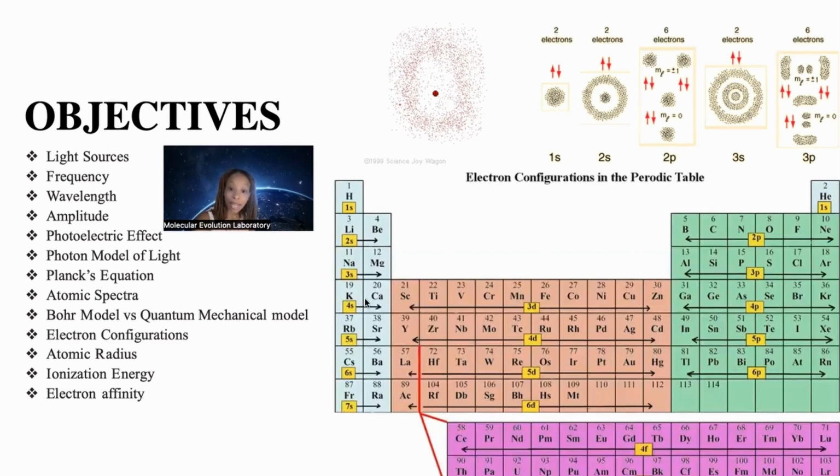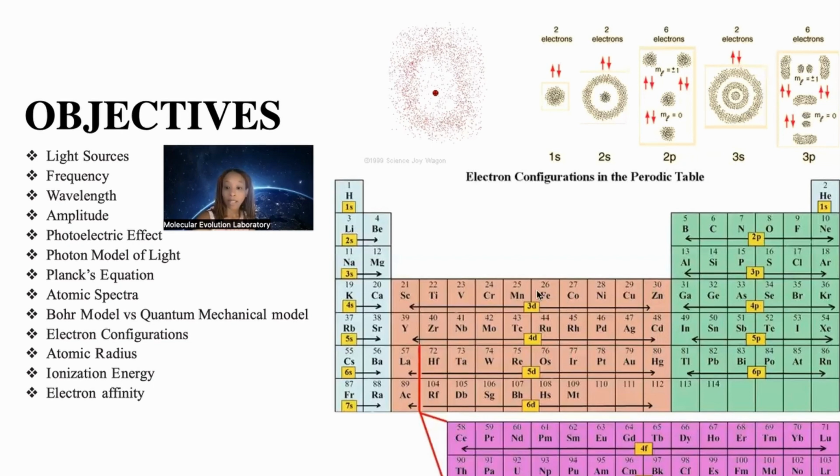Instead of filling the 3d, these electrons go to the 4s subshell. The 3d subshell is filled with up to 10 electrons. So this explains why there are 10 elements in the middle of the periodic table.